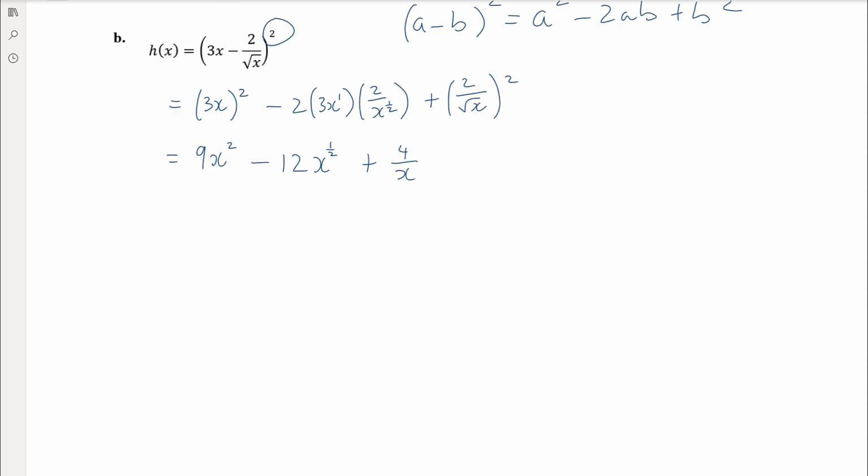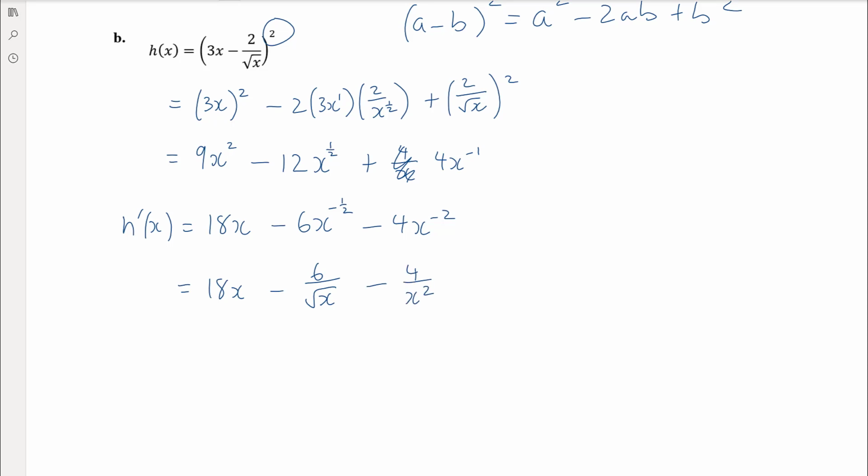Alright, so now we can differentiate. h'(x) is going to be 18x minus 6x to the negative half. And then actually I might write this 4 on x as 4x to the negative 1. So that's going to be minus 4x to the negative 2. Perfectly done and finished at that point. If you want to, 18x minus 6 on root x minus 4 on x squared. They're the same thing and both perfectly correct answers to the question.